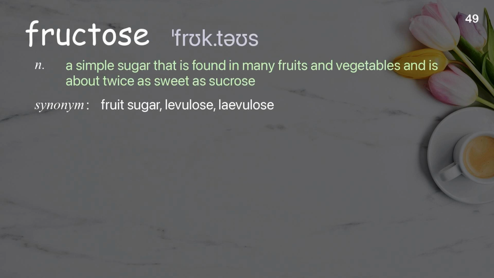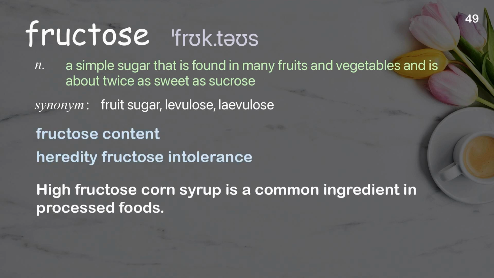Fructose. A simple sugar that is found in many fruits and vegetables and is about twice as sweet as sucrose. Examples: Fructose content, hereditary fructose intolerance. High fructose corn syrup is a common ingredient in processed foods.